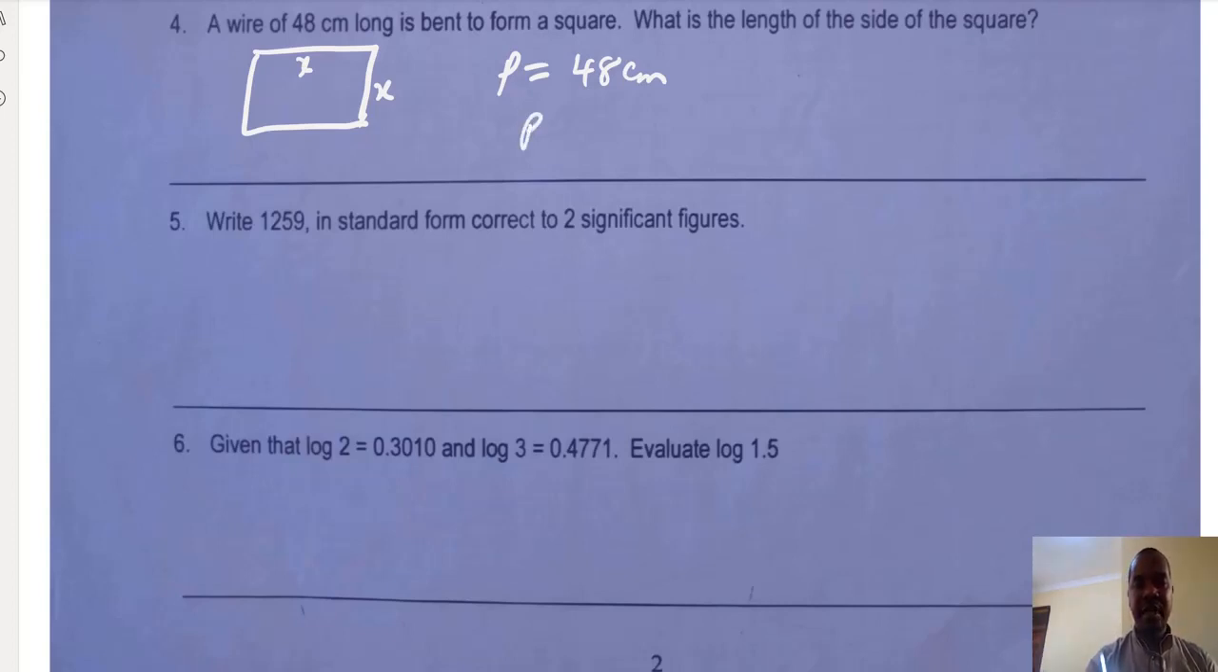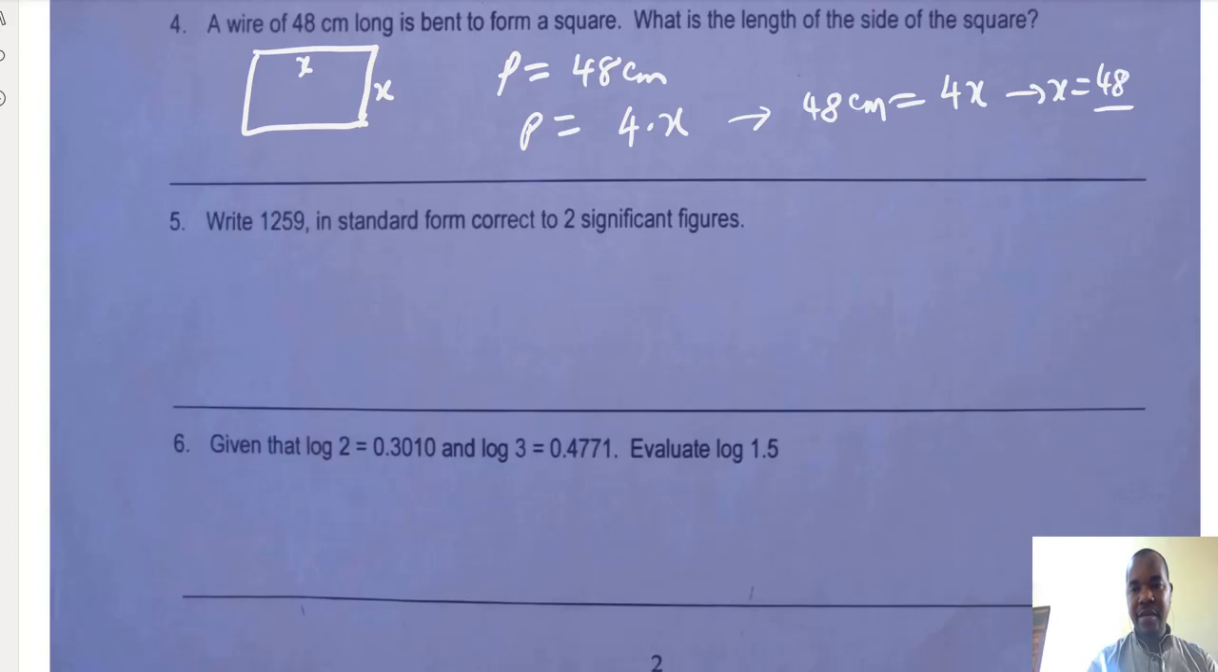So the perimeter, you know that it is 4 times one side. So we can say that 48 centimeters equals 4x. So x is 48 divided by 4. x equals 12 centimeters. So you can conclude that the length of the side of this square is 12 centimeters.